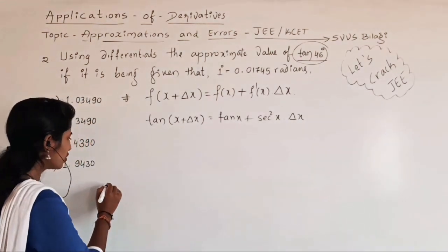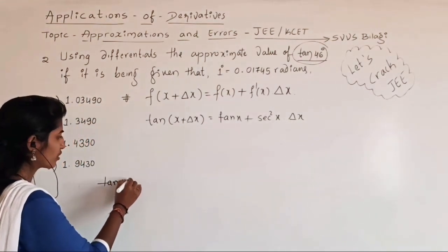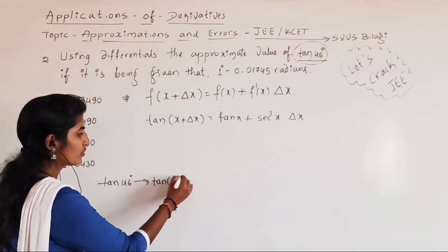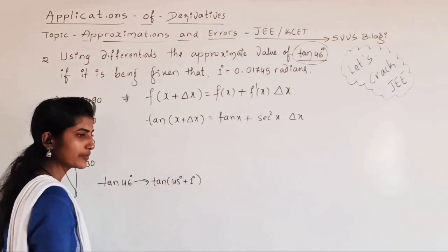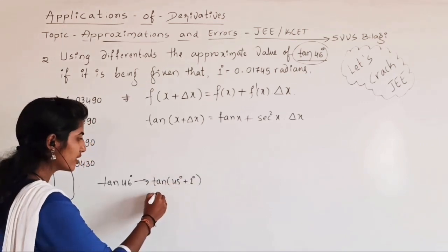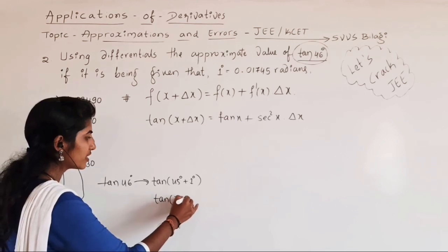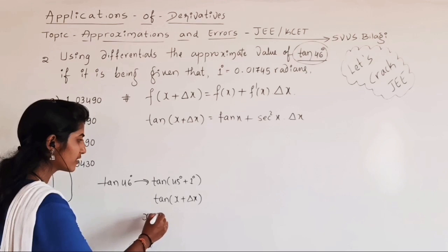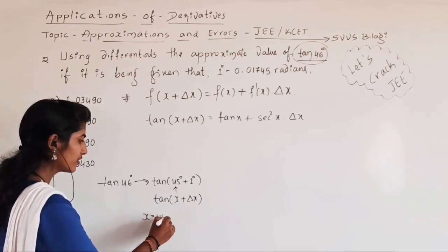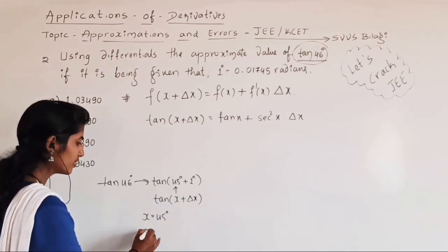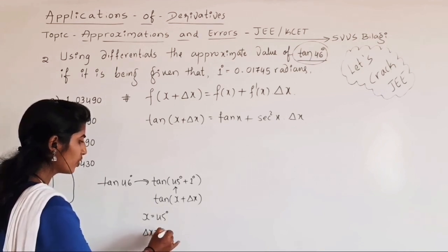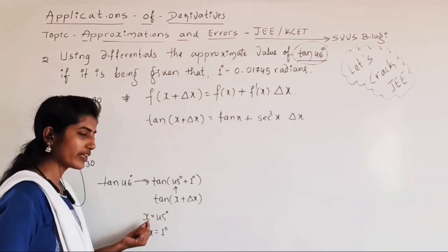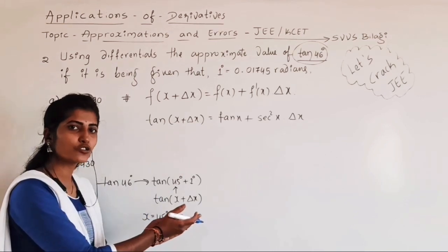Here my question is basically tan 46 degree. I am going to write it like this: tan of 45 degree plus 1 degree. Comparing this with tan of x plus delta x, you can easily get the value of x, that is 45 degree, and the error in x, that is delta x, is 1 degree. So just pick the value of x and delta x, insert and get the solution.